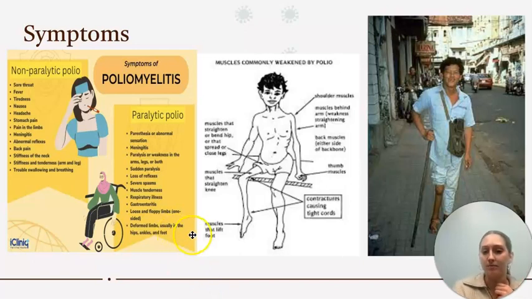So up there shows some of the muscles that are weakened, some of the symptoms, and what a real-life example of that looks like. We wouldn't call anything less than subclinical acute. So basically anything asymptomatic, we don't call that acute. But everything after, we would call acute poliomyelitis.